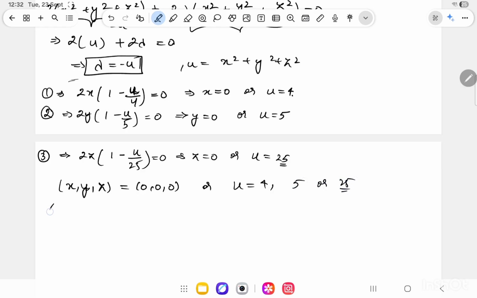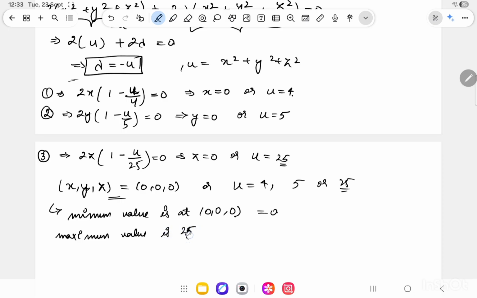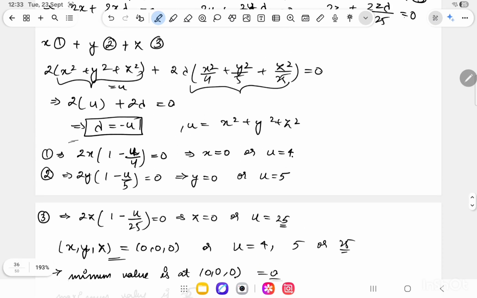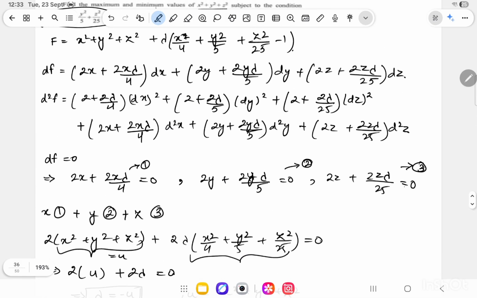So from here the least value is basically at this point, the minimum value is at (0, 0, 0), and that will be basically 0 only, and the maximum value is 25. So this is the least value of u, and this is basically the maximum value of u.